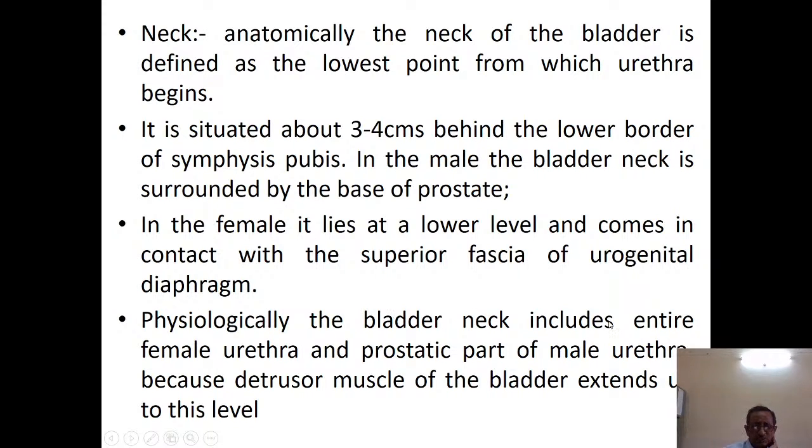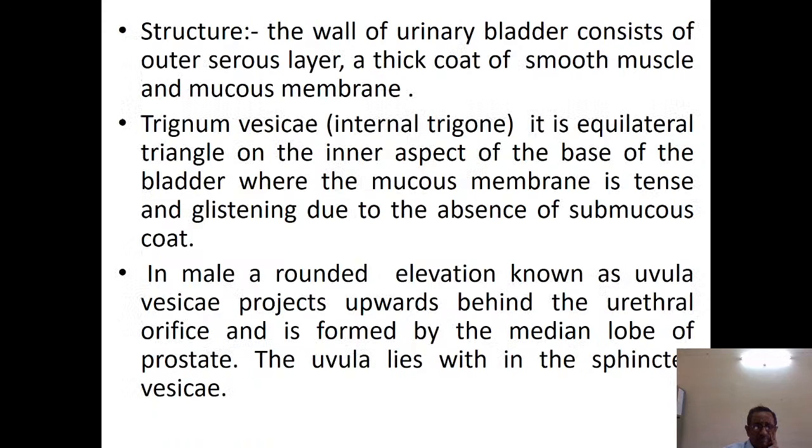Physiologically, the bladder neck includes the entire female urethra and the prostatic part of the male urethra, because the detrusor muscles of the bladder extend up to this level. So physiologically, the bladder neck includes the entire female urethra, whereas in the male it is the prostatic part of the urethra. The wall of the urinary bladder consists of an outer serous layer, a thick coat of smooth muscles, and mucous membrane. So this wall has only three layers: a thick smooth muscle, an outer serous layer, and an inner mucous membrane.